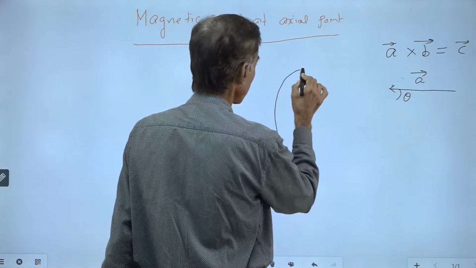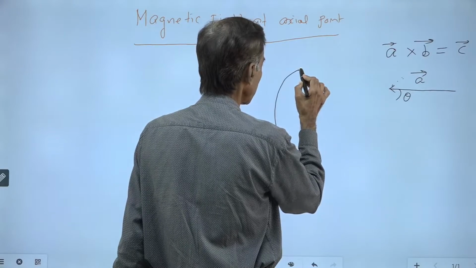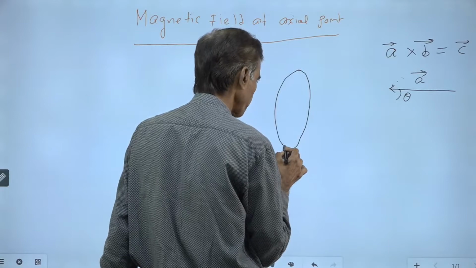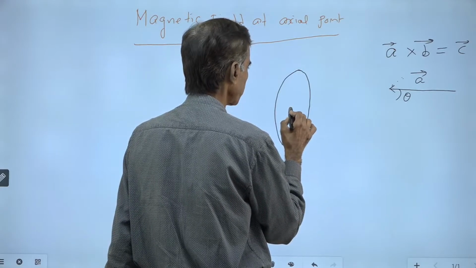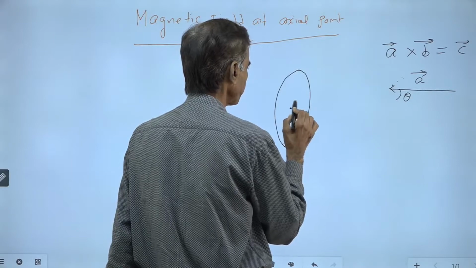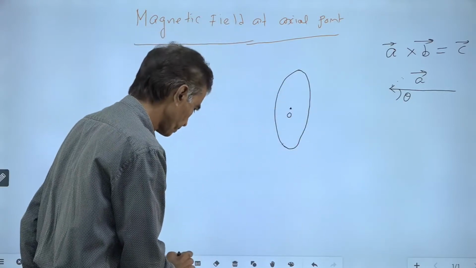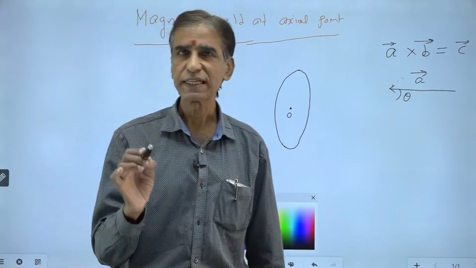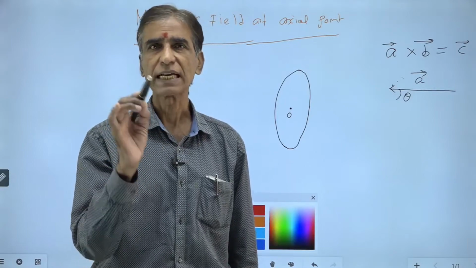So this is the current carrying loop having center at O. This is the center of the loop, O. Now here we want to find the magnetic field or magnetic induction at a point on the axis of the loop.